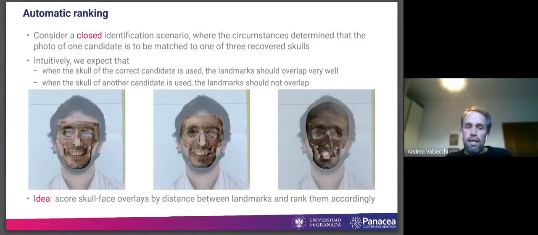So our idea was to consider how well the landmarks overlap, technically by measuring the distance between the position of one landmark and the other. So we measure this distance and we use it as a score, as a quality measure. And finally, once we have a score, we can just order the results according to the score.